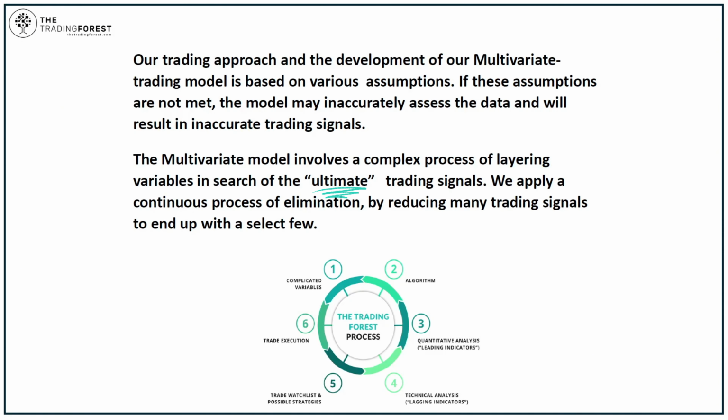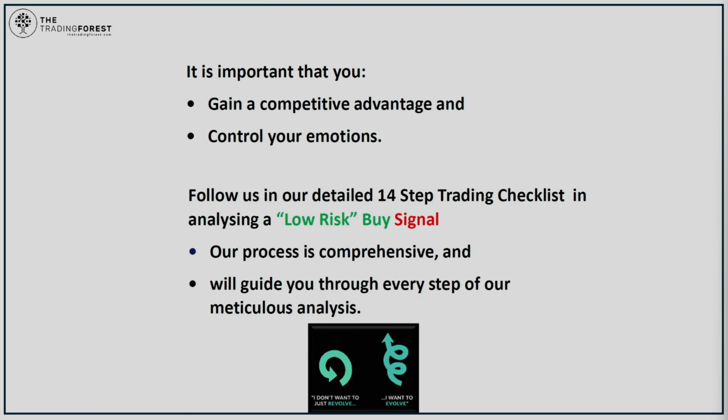Our trading approach in the development of our multivariate trading model is based on various assumptions. If these assumptions are not met, the model may inaccurately assess the data and will result in inaccurate trading signals. The multivariate model involves a complex process of layering variables in search of the ultimate trading signals. We apply a continuous process of elimination by reducing many trading signals to end up with a select few. It is important that you gain a competitive advantage and control your emotions.